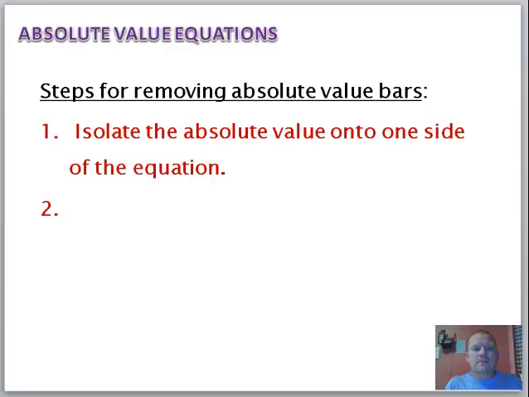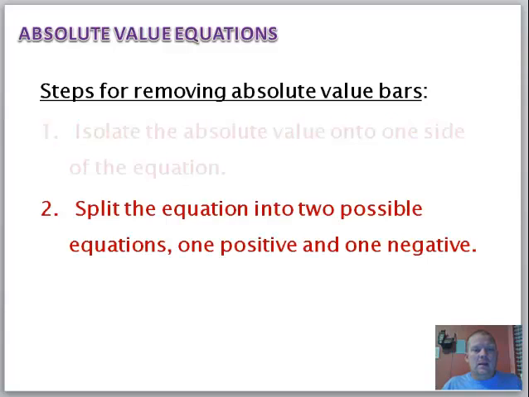So let's talk about how we solve absolute value equations. The first step is to get rid of the absolute value bars by isolating the absolute value onto one side of the equation. Secondly, I want to split the equation into two possible equations, one that's positive and one that's negative. So we're going to have two equations to give us two answers. If you need a little bit longer to write that down, go ahead and take it.